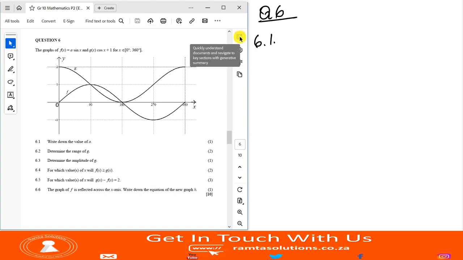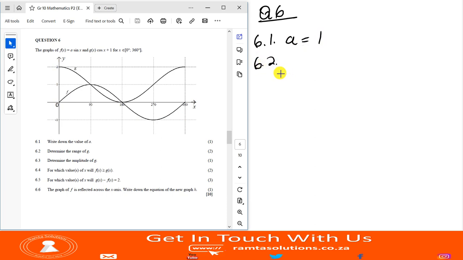The value of a, that means you must look for the graph of sine. Where is it? That is f of x. As I look at it here, its maximum is 1, its minimum is minus 1. So that means a must be 1.